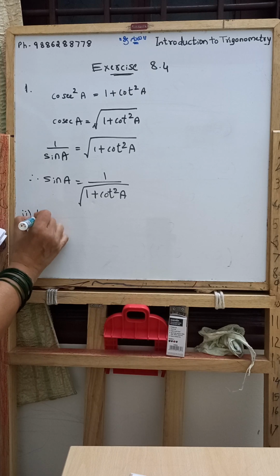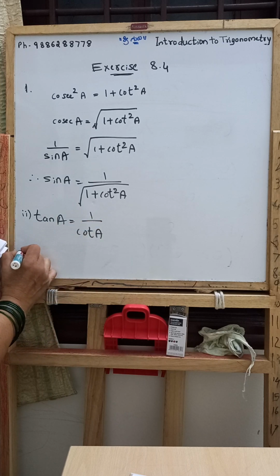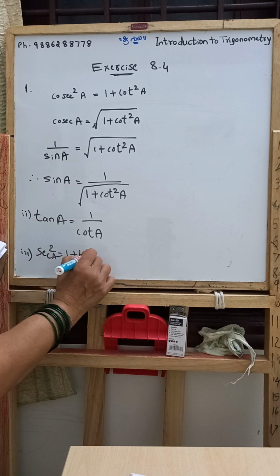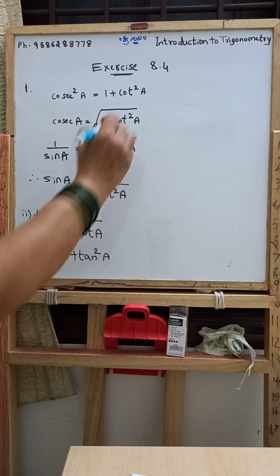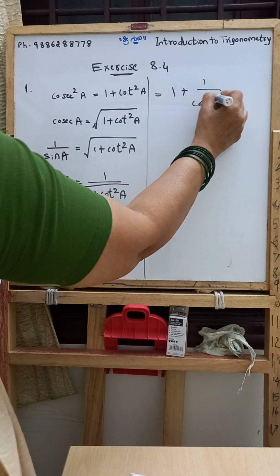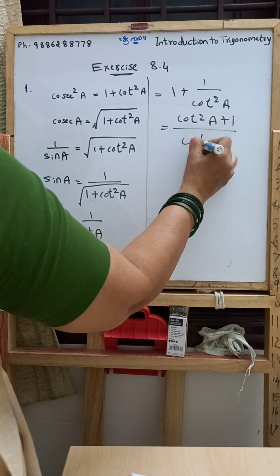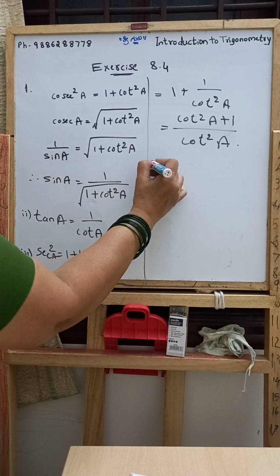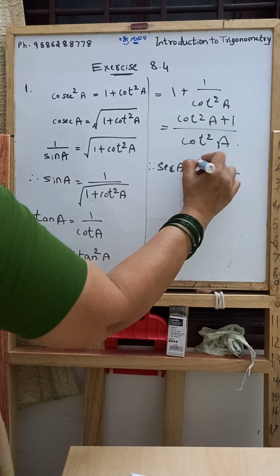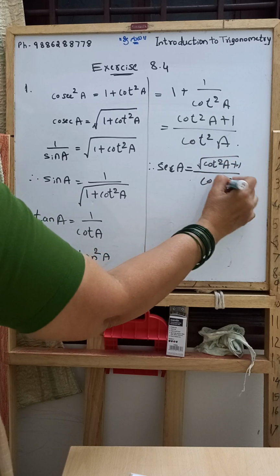And the second one, tan A is equal to 1 upon cot A. And the third one, sec square A is equal to 1 plus tan square A. This is equal to 1 plus 1 upon cot square A. This is equal to cot square A plus 1 divided by cot square A. Therefore, sec A is equal to the square root of cot square A plus 1, divided by cot A.